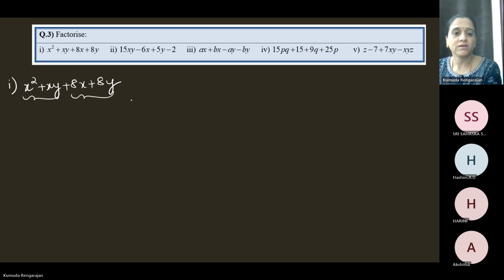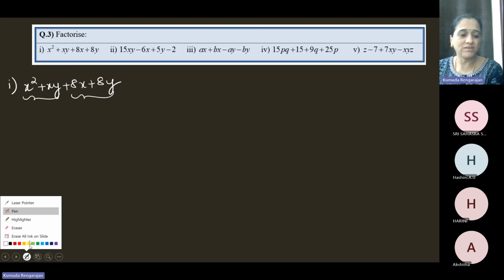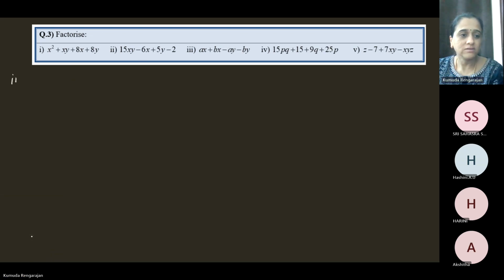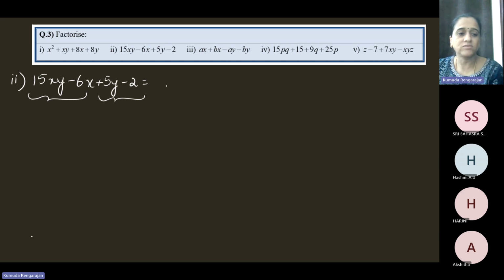All right. I'll do the second one, because that involves plus and minus. 15xy minus 6x plus 5y minus 2 equals first two, last two. Same thing. What is the HCF of the first two terms? 3x. Now 3x into what will give you 15xy? 5y. Yeah.